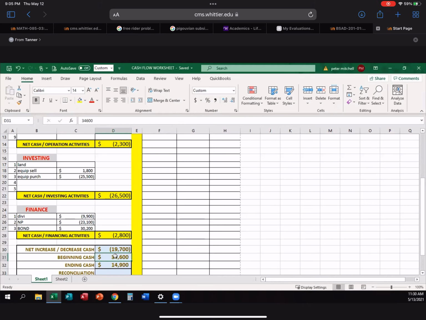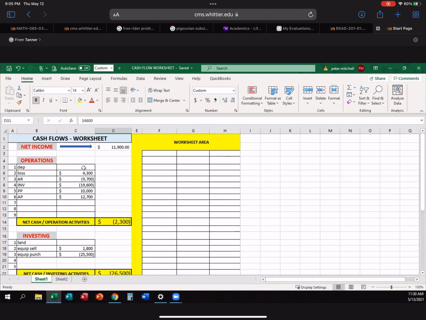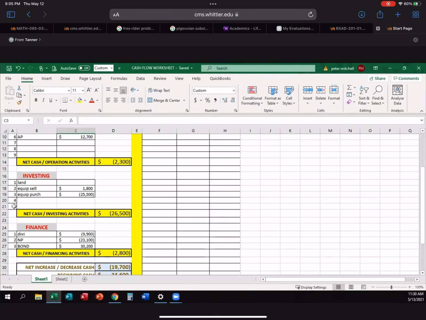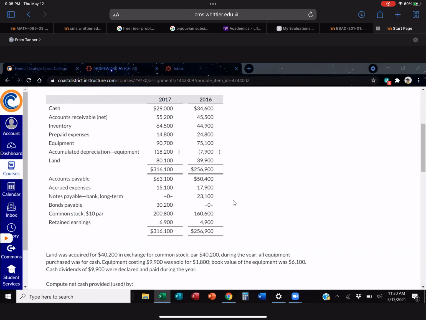Oh, by the way, beginning cash. I put that in here, and I'll show you how we got it. We still have to do our depreciation. So let's go back and see where we got that. The end of 16 is our beginning cash, 34,600. That's why I put it down there.